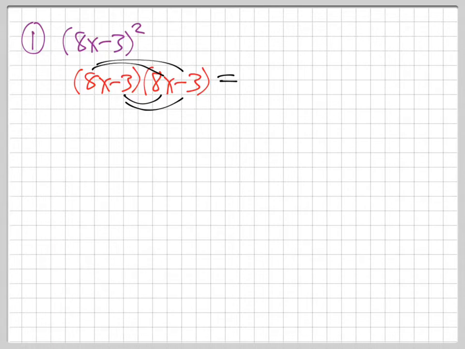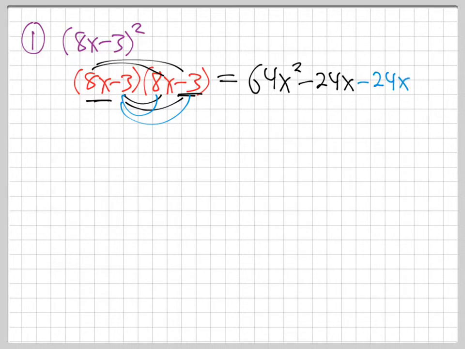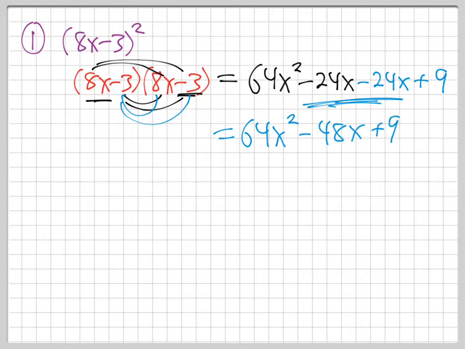So 8x times 8x, 64x squared. 8x times minus 3, minus 24x. He's done. And now the minus 3 is going to go to both. Minus 24x plus 9. Good so far? And now the 2 in the middle can combine, can't they? Minus 24x and minus 24x. Minus 48x. And there we go.